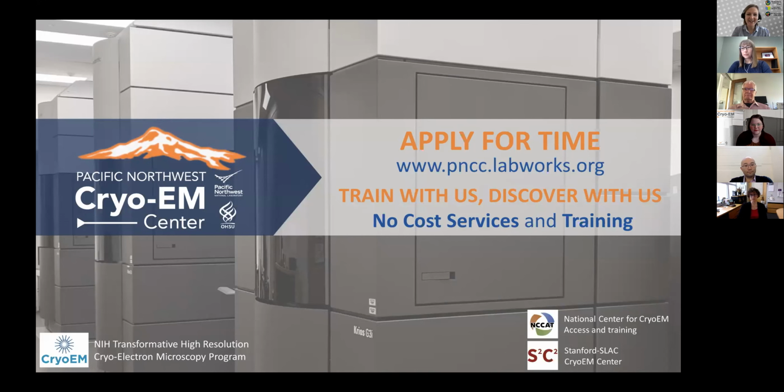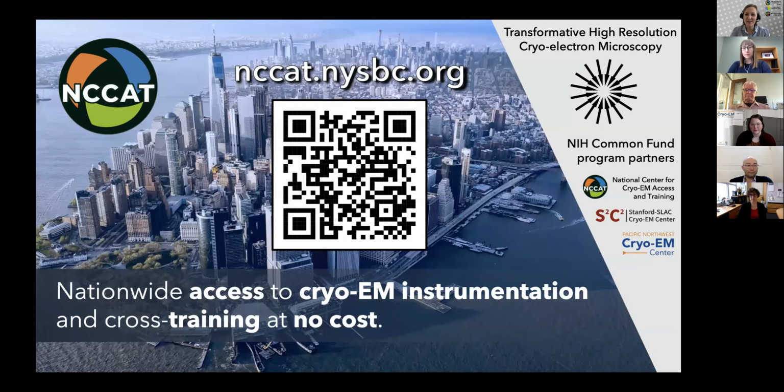Hi, I'm Ed here in New York. NCCAT is offering 3 main types of access. You can have Krios access. We have 4 dedicated instruments for that. We also have a very robust on-site cross-training program where you can embed here anywhere from 1 week to 3 months. And we have a new grid preparation and screening program where you can have access to our plunge freezers and Glacios instrument. If you want to find out more, you can go to nccat.nyspc.org.